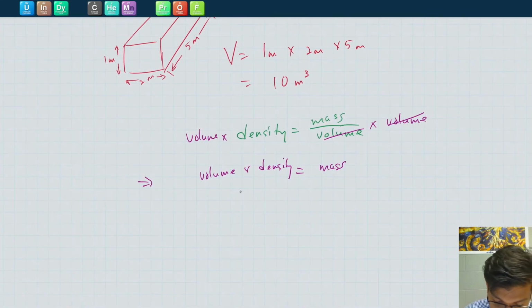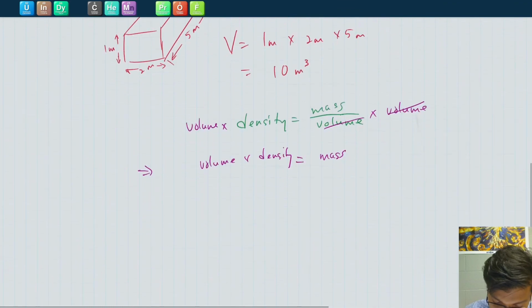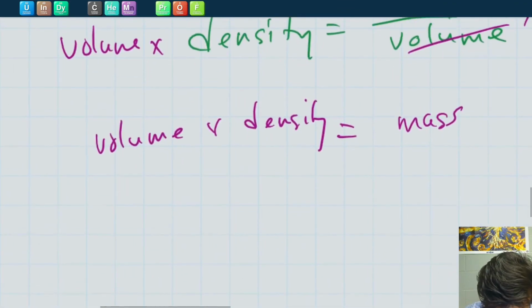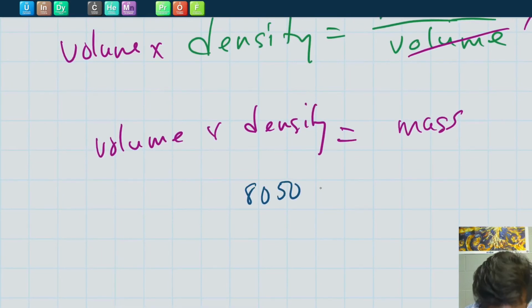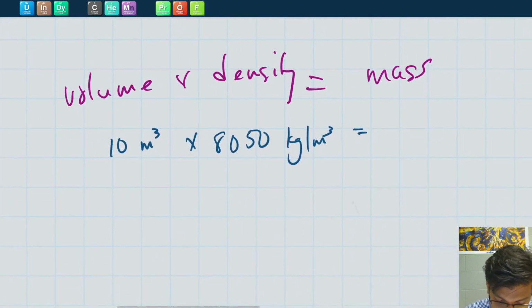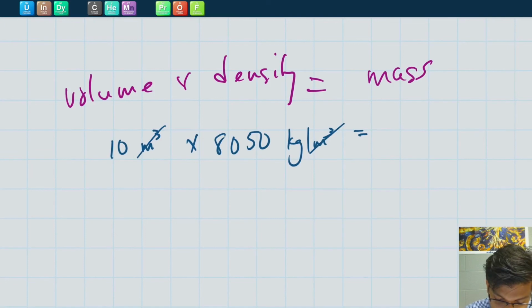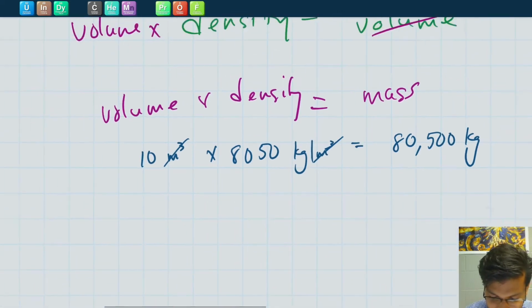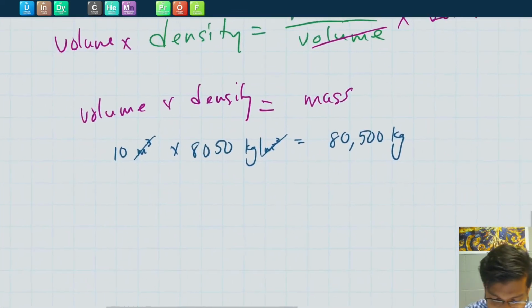So the density that I said earlier was 8050 kilograms per meter cubed. The volume I just calculated was 10 meters cubed, and so the mass that I end up getting, meters cubed cancel out, would be 80,500 kilograms. And of course that's super heavy. I don't think we have a scale that can measure that amount. Maybe we do, I don't know.